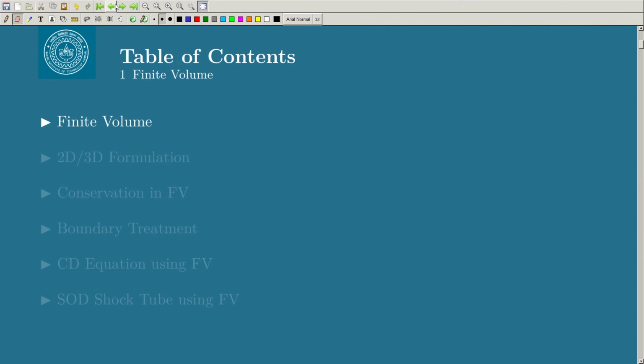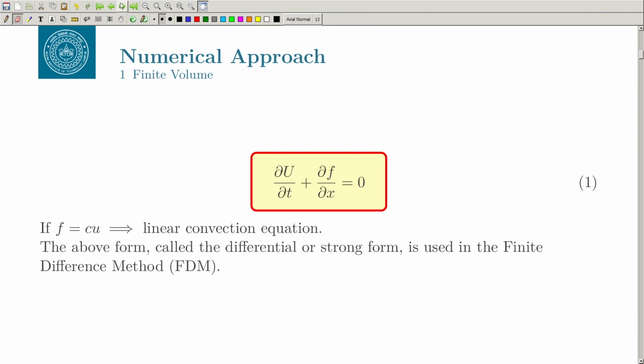So, in those cases we try to go for the finite volume approach. Let us look at some of the basics of the finite volume approach. This is the basic equation in 1D I am writing: del u by del t plus del f by del x equal to 0. You can see that this can represent any equation that you want. It can be a convection equation, where f is just c u. It can be a diffusion equation where you are putting the gradients inside this function f.